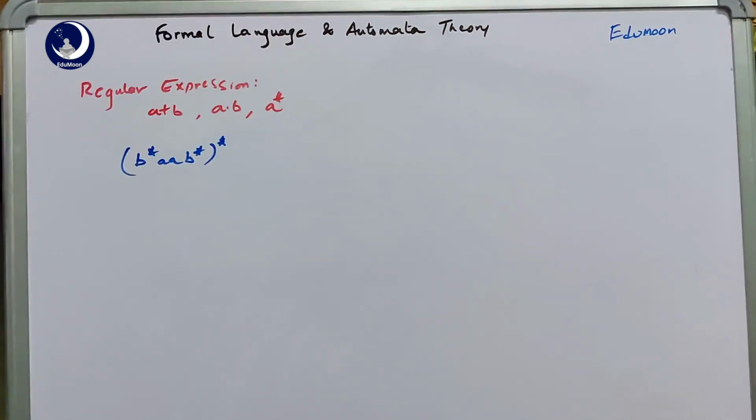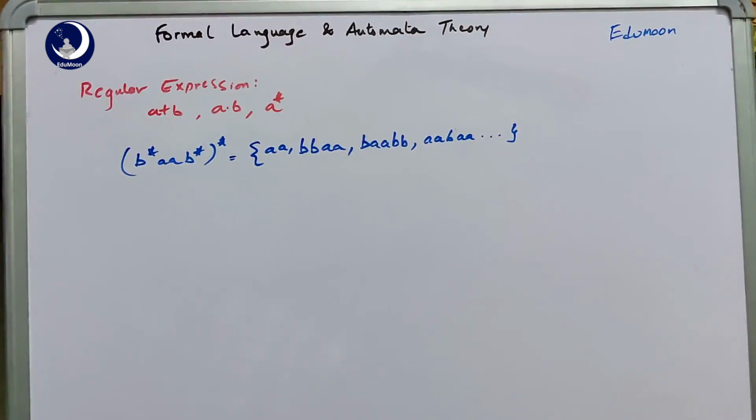Now this is an example where the regular expression is given and we have to find the language. The regular expression is given as (b*aab*)*. For the language that is generated, you can first write the set of strings generated by this expression. The following possible strings can be generated, like aa, bbaa, baabb, aabaa, and so on.